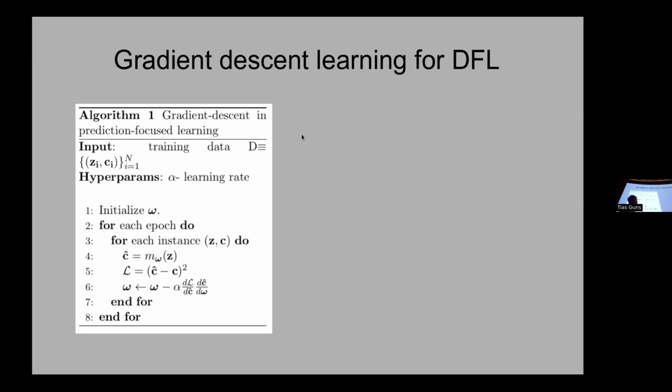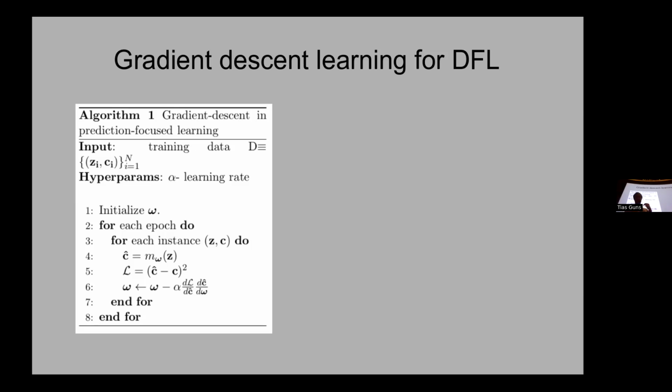Now imagine for a second that we could. This is the typical pseudocode of standard gradient descent learning, where for each epoch, we sample a training instance, we get the predictions from the neural network, we have some kind of loss function, and then we backpropagate over the loss function, and we update the weights of the network.